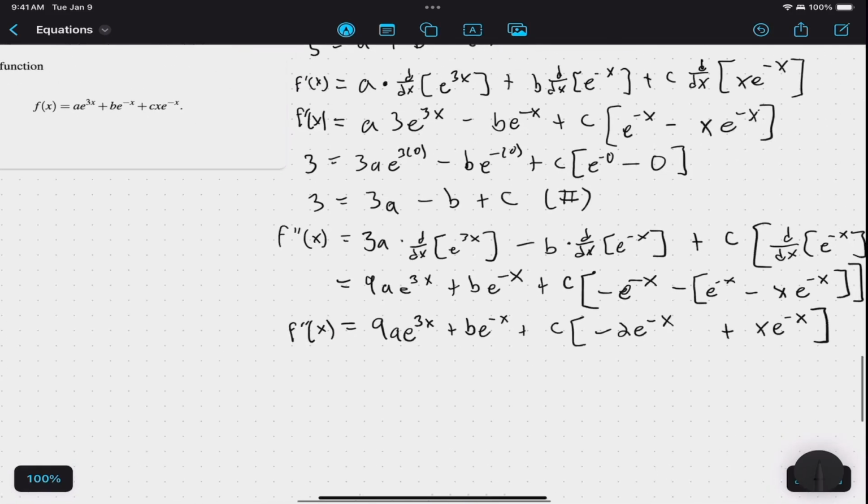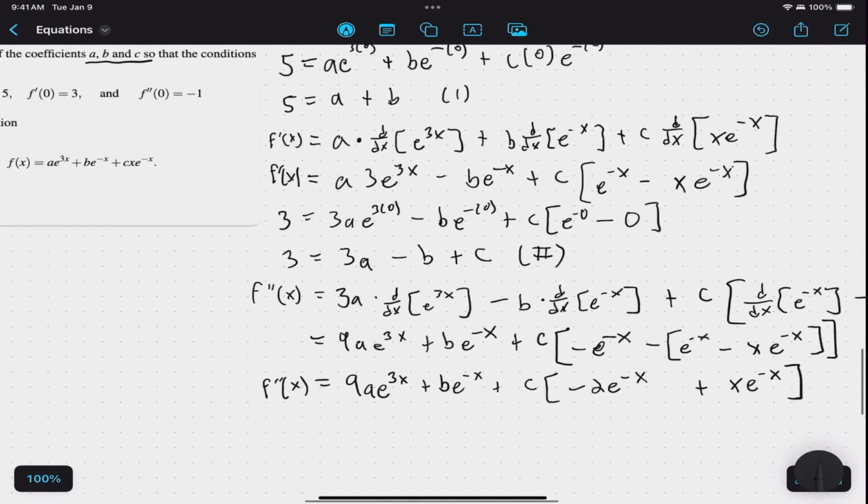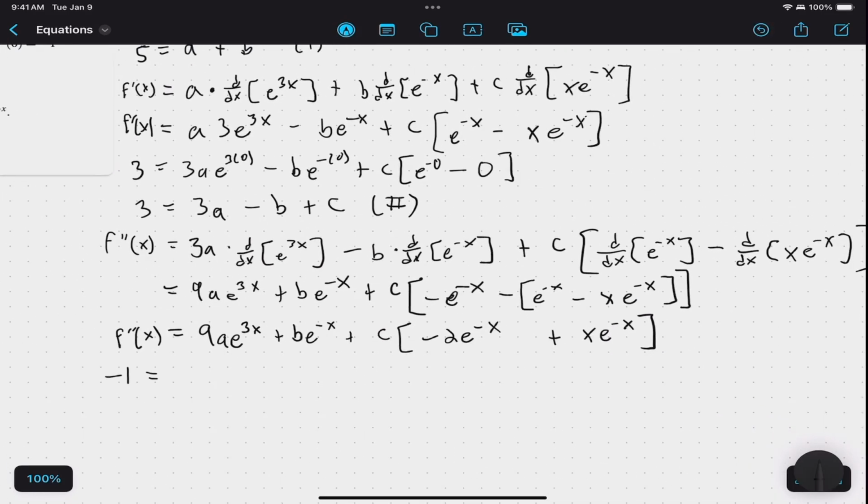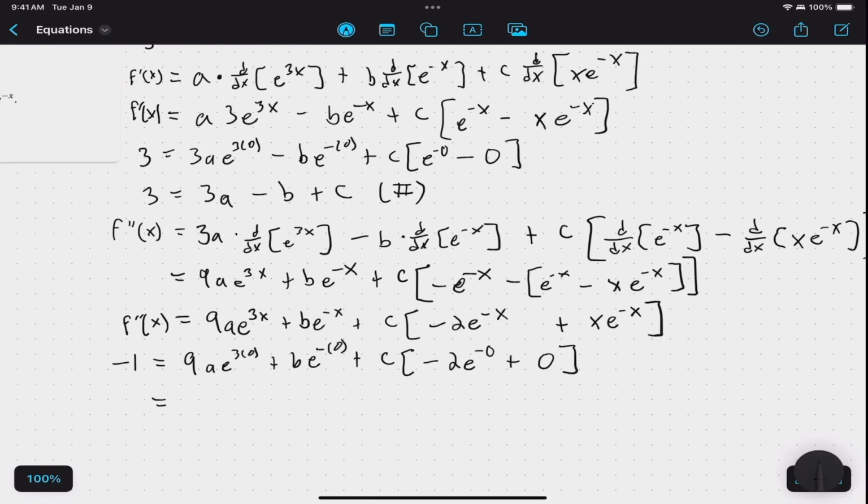Going back to the problem, when we put in 0 into the second derivative, we should get back negative 1. And when we simplify, we get e to the 3 times 0 just becomes 1. Same thing here, plus b. And then we have plus c times negative 2. e to the negative 0 is 1, and 1 times negative 2 is negative 2. And negative 2 times c is just negative 2c. And this is our third equation.